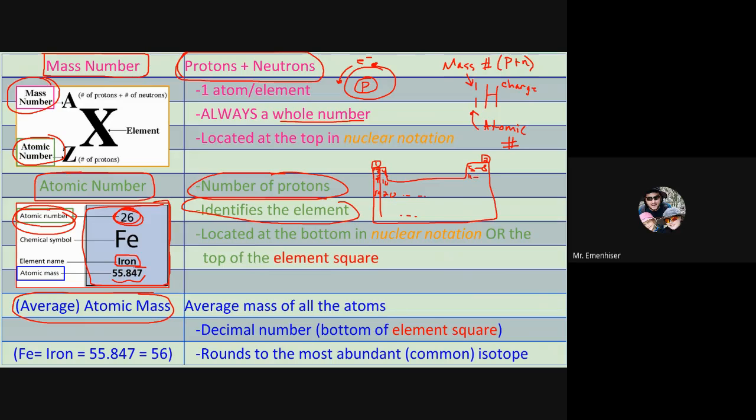The average atomic mass is on the bottom, and it tells us the average mass of all atoms of that element. So the average of all iron is 55.847. If we round this to a whole number, look at this 8. Since that 8 is above 5, we would round up. So that makes it 56. If we round this number to a whole number, that is the most common version of iron. So if I pick up iron and looked at the mass of that iron atom, most of the time it's going to be 56. And so that's the most common isotope.